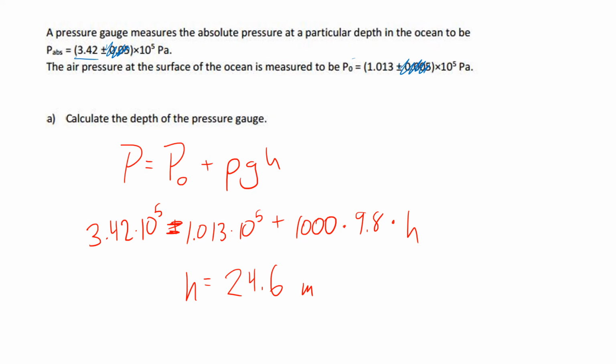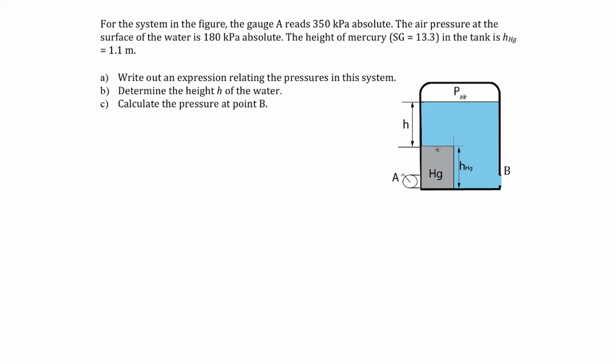All right, one more. This is the fun question. You can try it if you want. For a system in the figure, gauge A reads 350 kilopascals. The pressure in the surface of the water is 180 kilopascals. The height of mercury, now here's some information for mercury, SG, do you remember what that stands for? It stands for specific gravity, is 13.3. The height of mercury in the tank is 1.1. So write out an expression relating the pressures of the system.